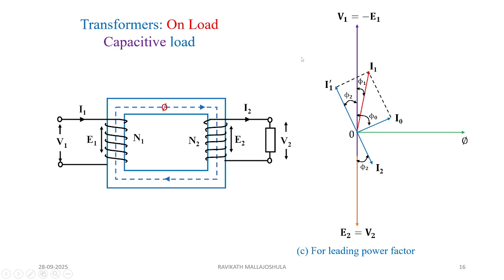So this is how the phasor diagrams are drawn, and that is how we study the voltage and current conditions of the secondary with respect to the primary.